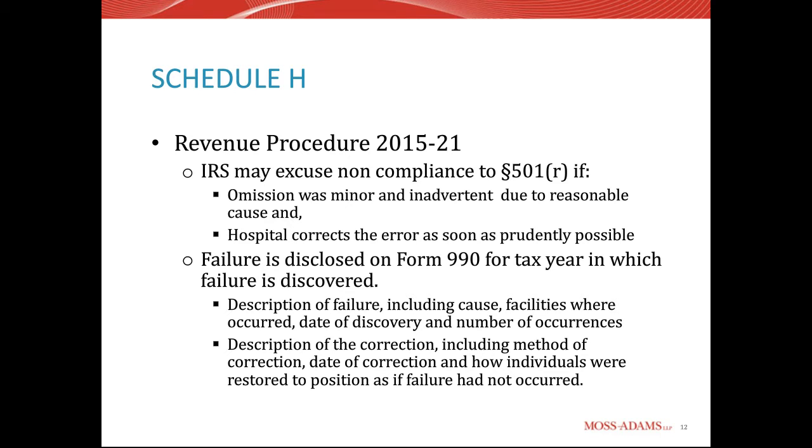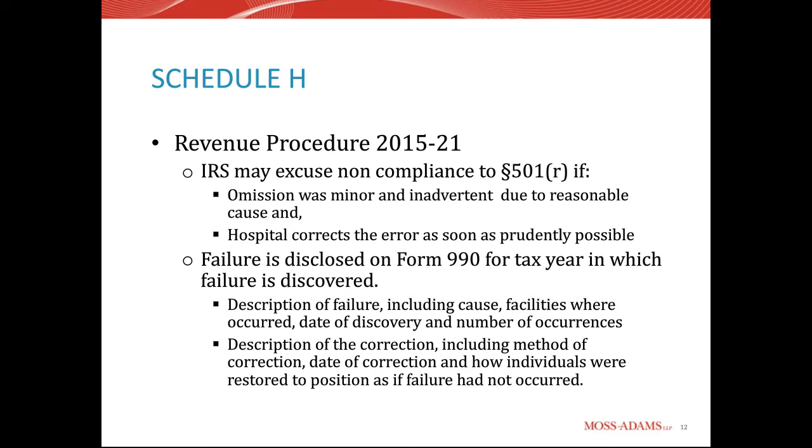Let me give you an example. If the community health needs assessment or the financial assistance policy was posted on a poster and that poster happened to fall behind a chair and wasn't readily available, and somebody noticed it and put it back on the wall, that is considered very minor and inadvertent. According to the IRS, that was their example, and it would not be considered a failure of the 501R. I look at these as various violations, and I put them in 3 different categories. The first category is minor errors and omissions, which is not considered a failure, which we just explained.